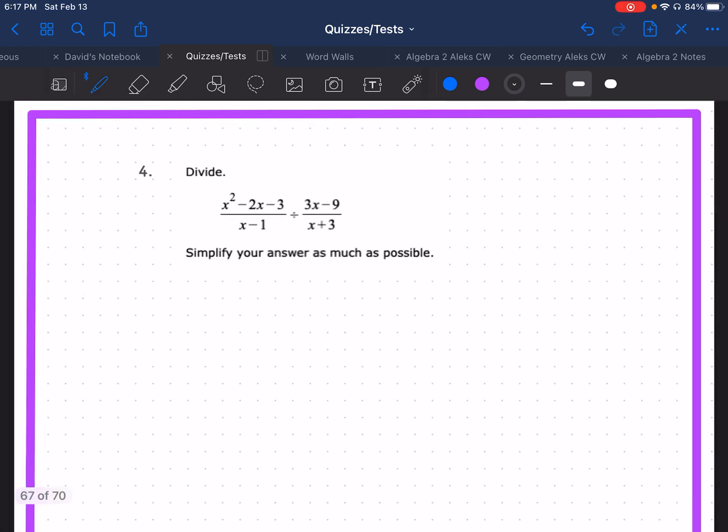All right, let's go ahead and take a look at question number 4. Question number 4 is asking you to divide. Now remember that before you start to divide, you have to remember KFC. Keep the first fraction. Flip the second fraction. Change your division to multiplication. So don't forget KFC, keep, flip, change.